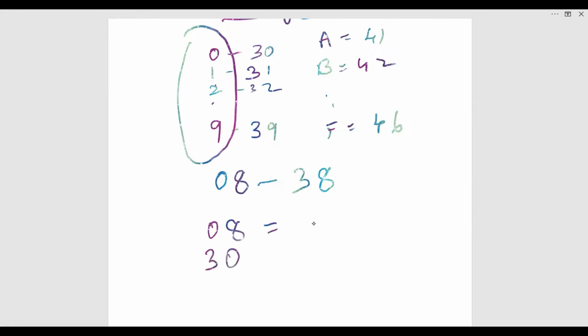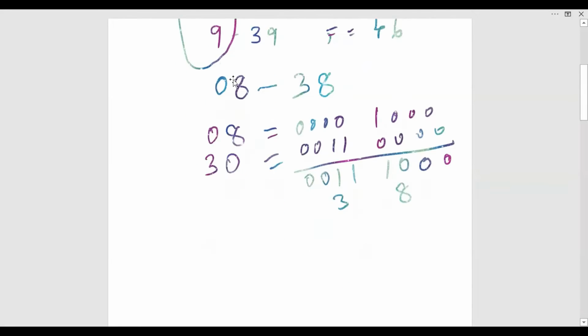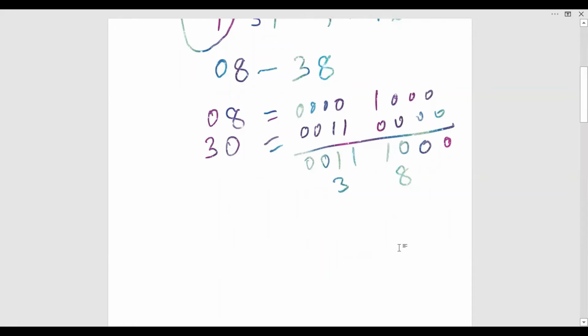So let us convert into binary and then perform the addition. 0 equivalent is 0, 0, 0. 8 is 1, 0, 0, 0. 30 is 0, 0, 1, 1, 0, 0, 0, 0. Add: 0 plus 0, 0 plus 0, 0 plus 0, 0 plus 0, 1 plus 0, 1, and so on, giving 0, 0, 1, 1, 1, 0, 0, 0. So this is nothing but 3 and this is 8. So we got 38 as the ASCII value of 8.